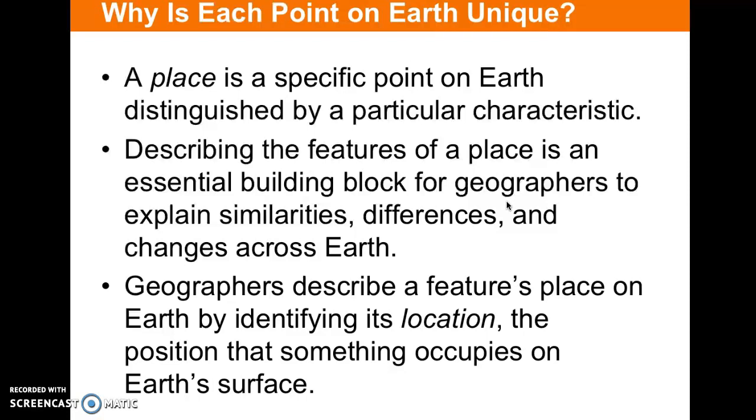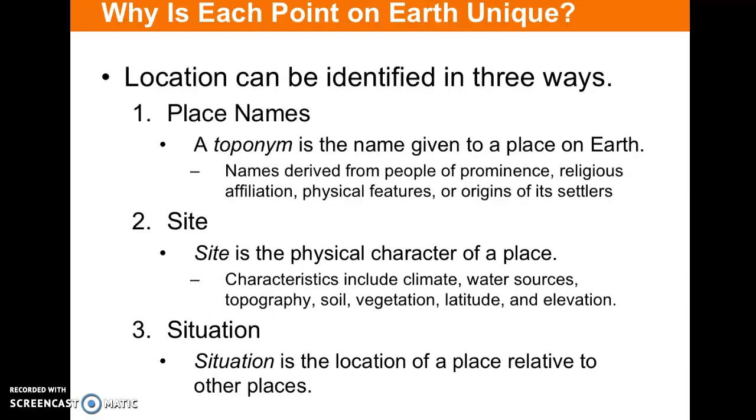So place is characteristics; location is its actual, where is it? Where can you find it? Location can be identified in 3 main ways. So the name, or a toponym. A toponym is a name given to something.